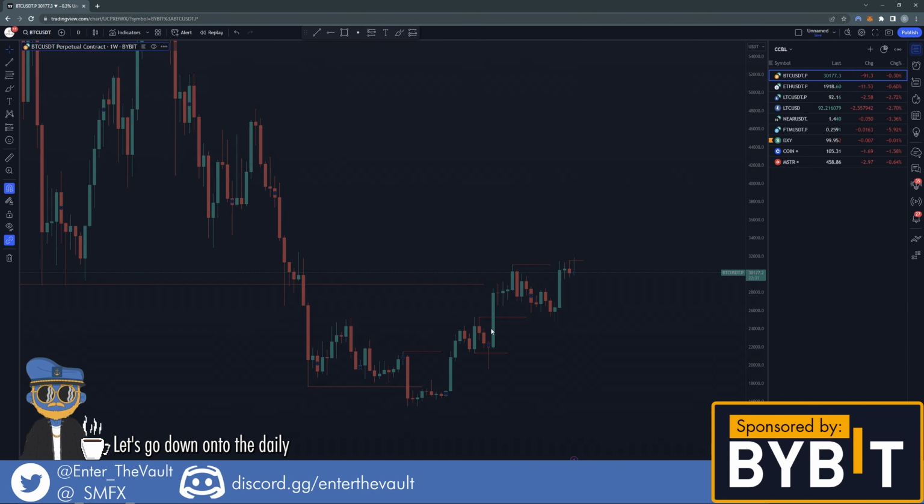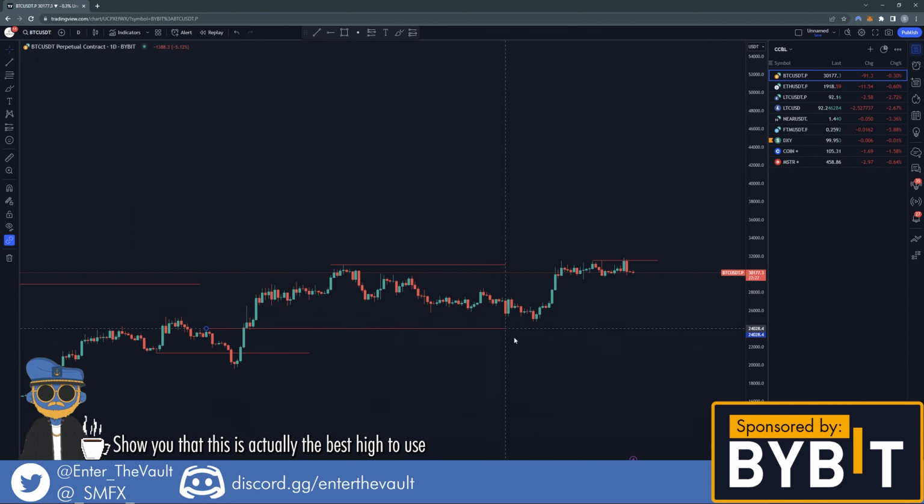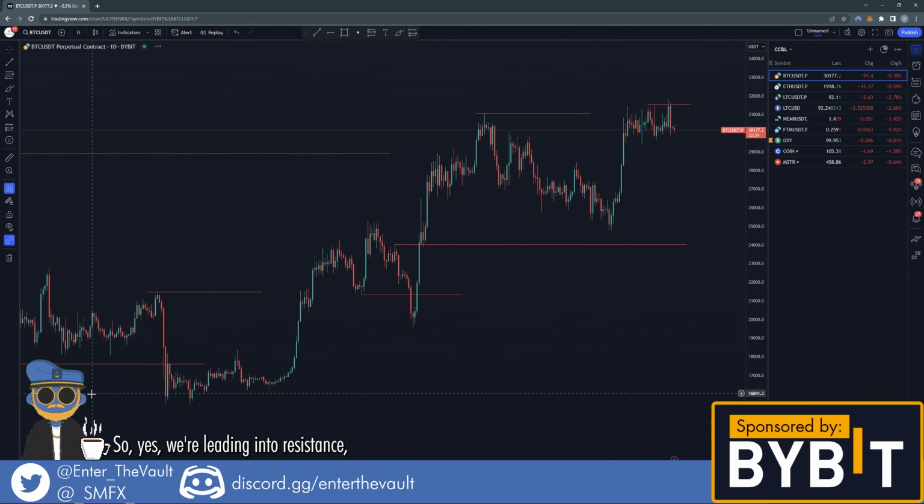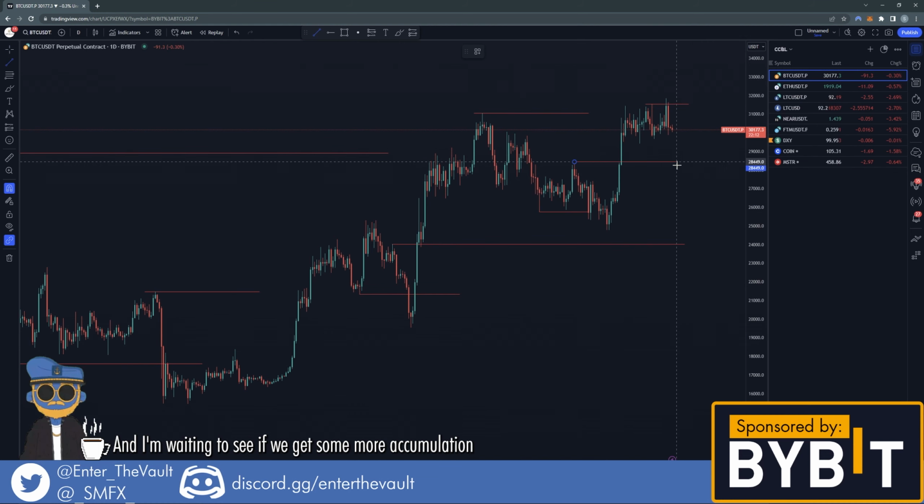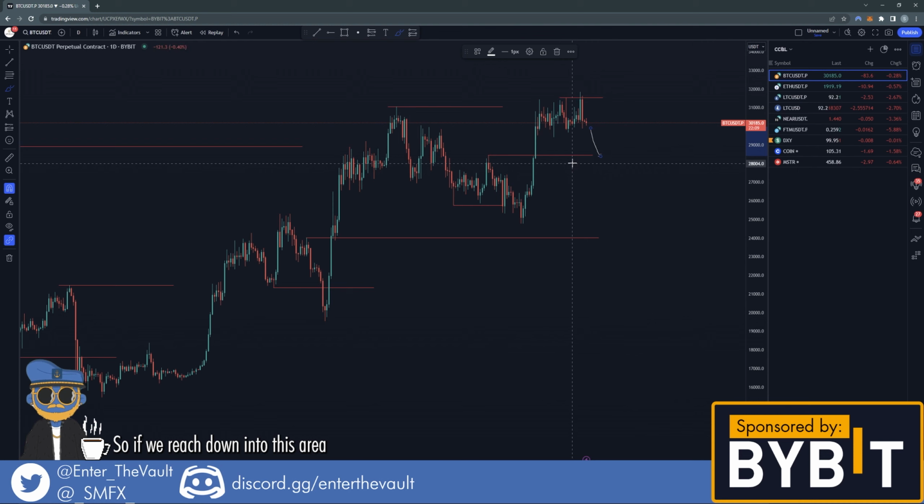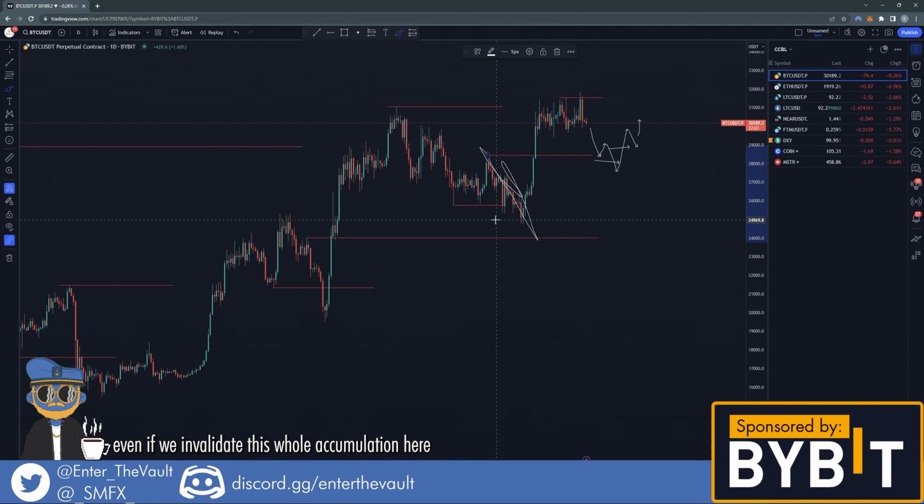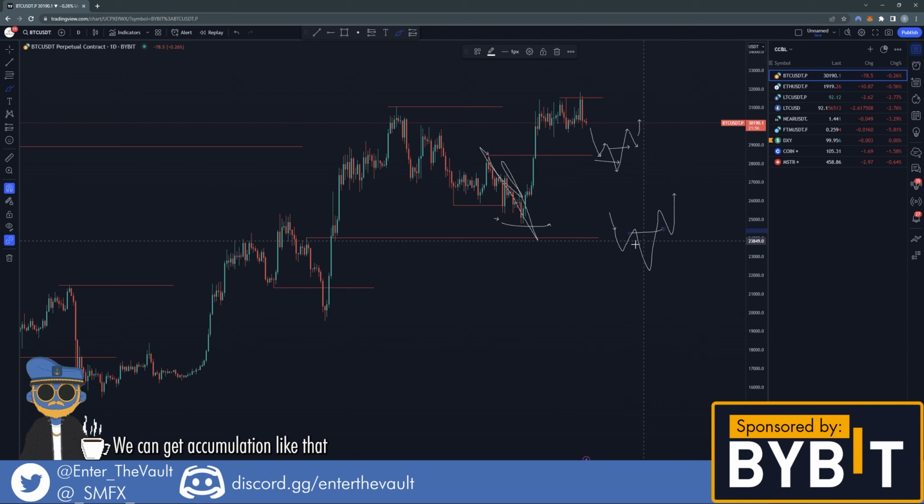Let's go down onto the daily and say that this is actually the best high to use. So yes, we're leading into resistance, but we are still in a bull trend. So marking out the previous areas of accumulation like I'm doing right here, waiting for price to retest those areas, and then waiting to see if we get some more accumulation. So if we reach down into this area and we get some more accumulation here, then looking to get long again. Even if we invalidate this whole accumulation here and we get a close below, we still have this accumulation. So if we reach down into here and get accumulation like that, then you can get back into swing longs.